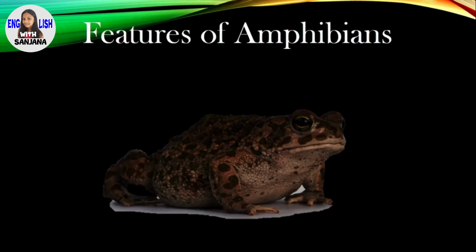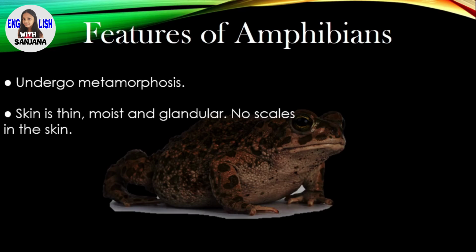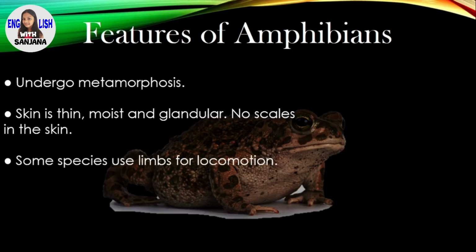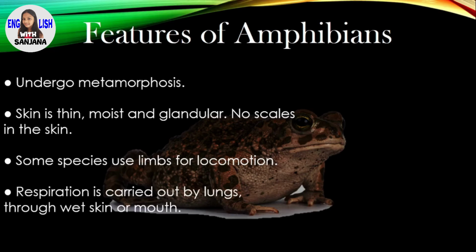Let's talk about some features of amphibians. Undergo metamorphosis. Skin is thin, moist, and glandular. No scales on the skin, like Pisces. Some species use limbs for locomotion, like frogs. Respiration is carried out by lungs, through wet skin or mouth.